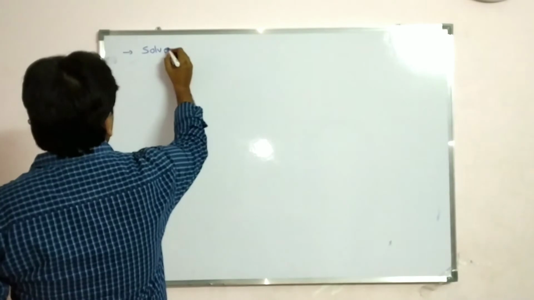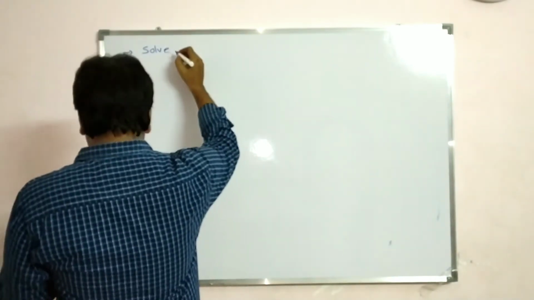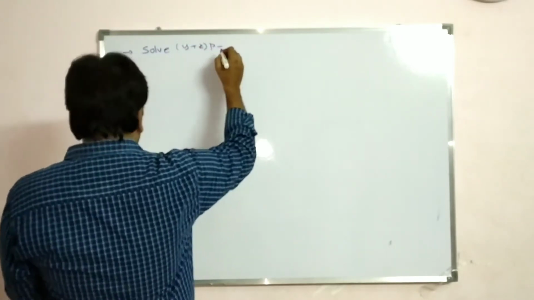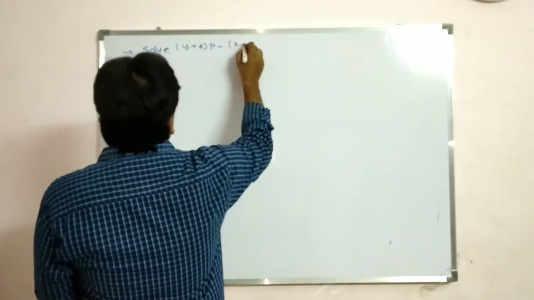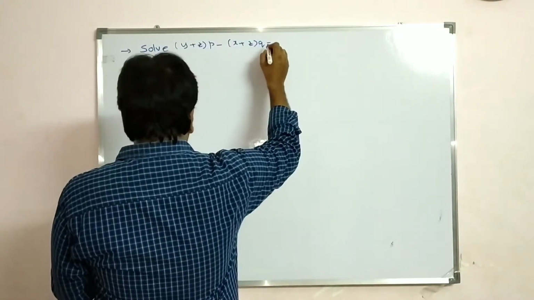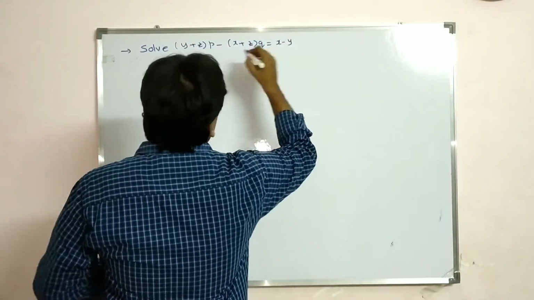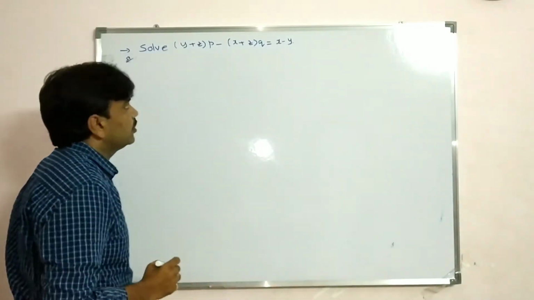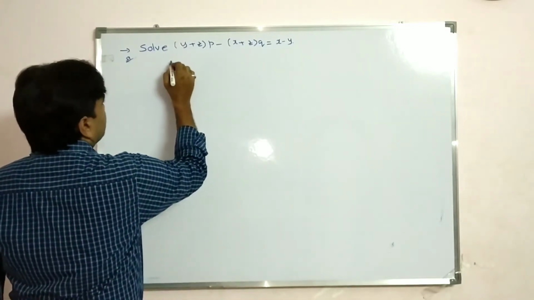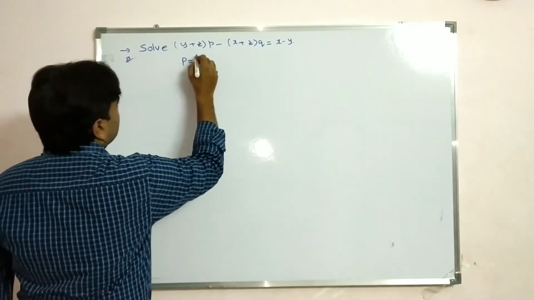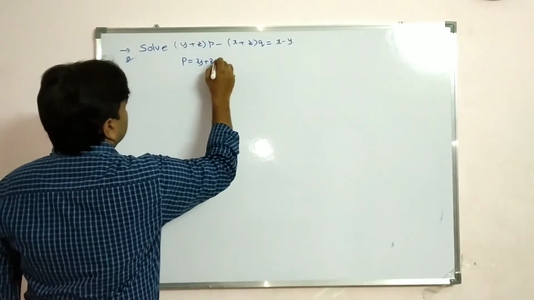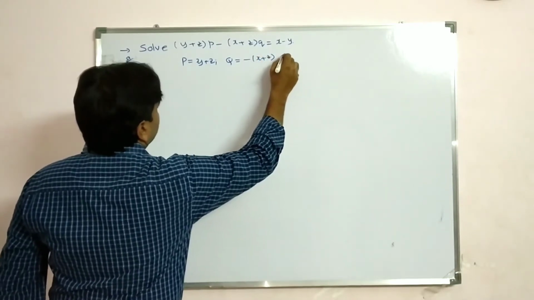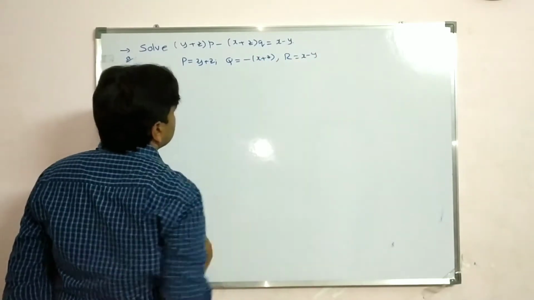Solve y plus z into p minus x plus z into q, that is equal to x minus y. Solution. Identify it, students. What is the capital P value? The capital P value here is y plus z. The capital Q value is minus of x plus z. And the R value is x minus y.